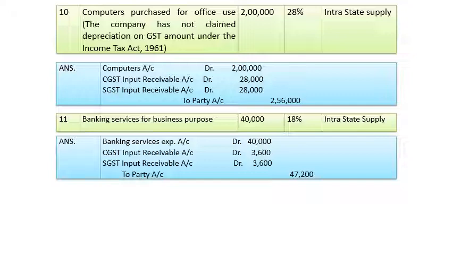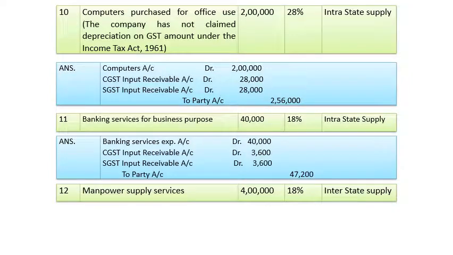Now next one, banking services for business purpose. 40,000, 18% GST and intrastate supply. So it is banking services for business purpose, and as it is not for personal purpose, it is not blocked under Section 17 subsection 5. And whatever banking service is paid, and whatever charges the business, that is the company, has incurred for availing those banking services, credit on those expenses is allowed.